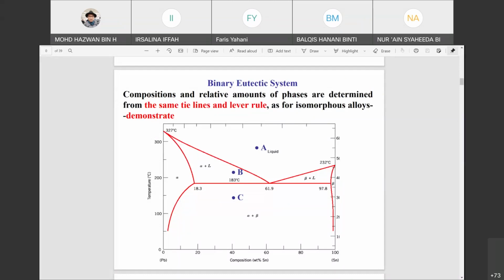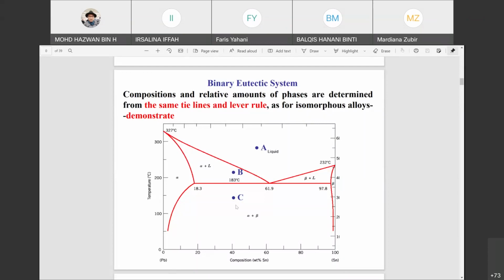Composition of the tin. 40%? Untuk point C. Oh, point C. For point C. 40%? Is it wrong? Phase dia apa? Oh, phase dia. Oh ya, phase dia alpha plus beta. Okay, alpha plus beta. So kalau ada alpha plus beta means that you have to report the composition of alpha and also composition of beta.